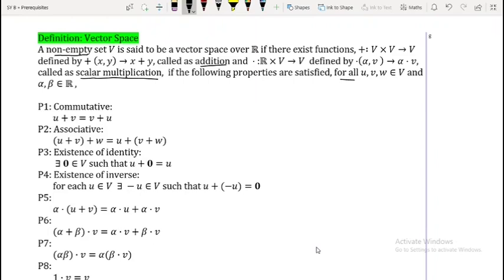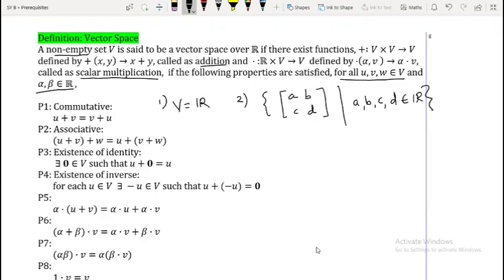Further, for all u, v, w belonging to V and alpha, beta belonging to R, the following 8 properties should be satisfied. The first property is the commutative property. In order to understand these properties, we will take the help of these two examples. For some properties from P1 to P8, I will take the help of the first example, and for some I will take the help of the second example.